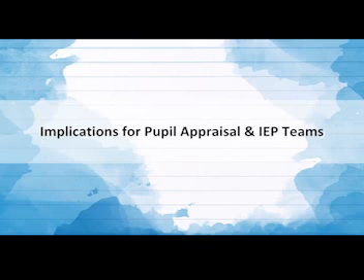Before we discuss the implications of the revisions to Bulletin 1530 on IEP teams and pupil appraisal teams, I just want to provide a brief summary of the information that was just presented. The revisions to the alternate assessment criteria established a transition for graduation pathways and resulted in the first criterion for eligibility to remain the same for students currently in grades 8 and beyond.